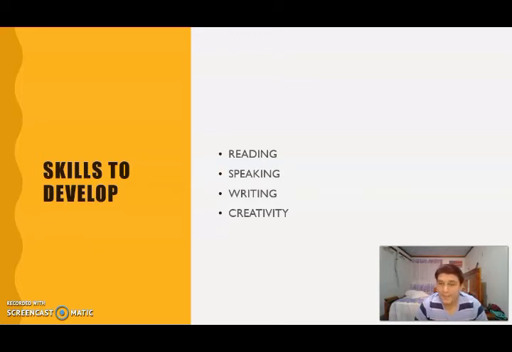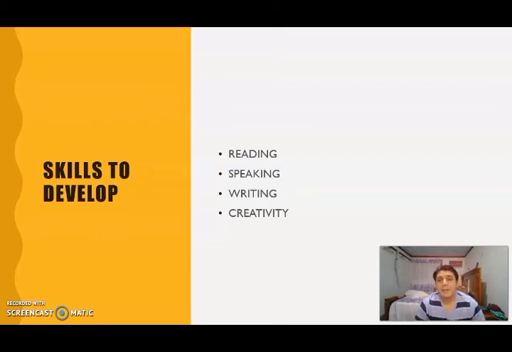Then we have speaking. Another reason why we chose Book Creator is that they can add a voice note to their slides, right? And they can describe the place that they are talking about. It's really easy if you want to do that. Speaking is going to be one of the skills that are developed. Then we have writing. They are going to write because they have to describe the place.